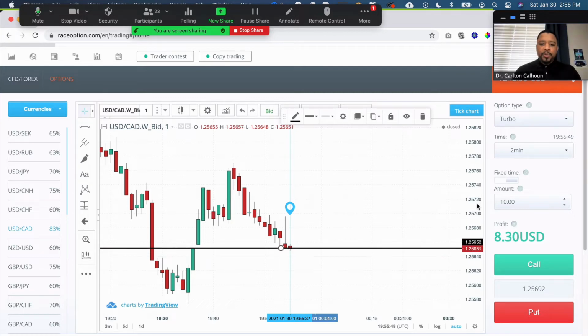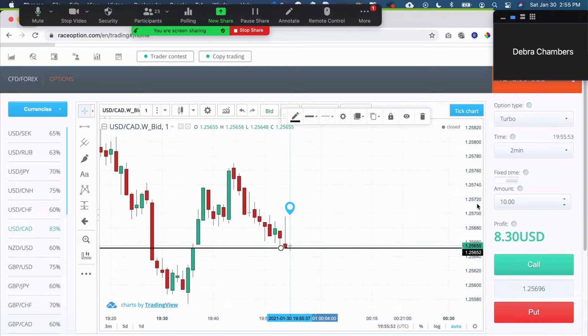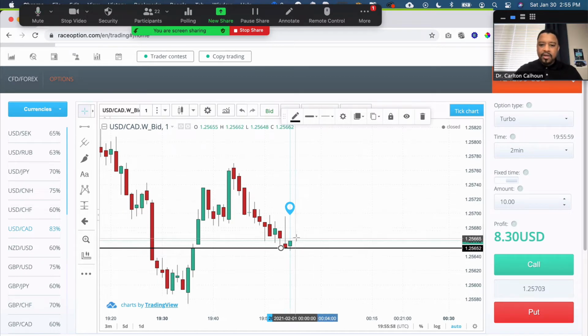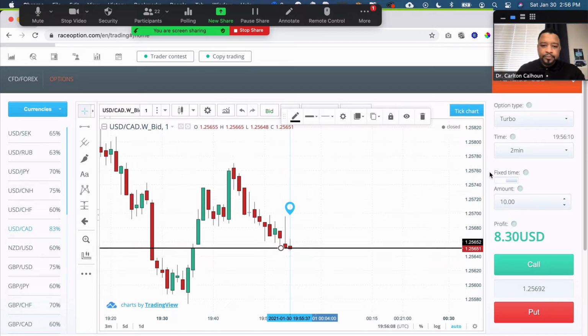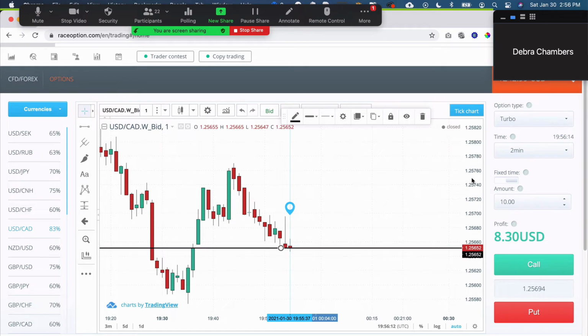Y'all see I just put a put in? Yep. Now, will it win? Who knows? But I'm trusting it because I saw the activity here. And if I lose, it's less than 1% of my account. Okay, how much was that one paying out? 83. On IQ Center, it's 75. Okay.